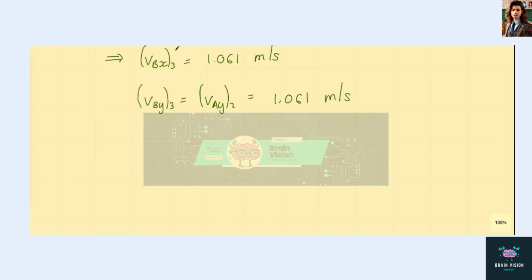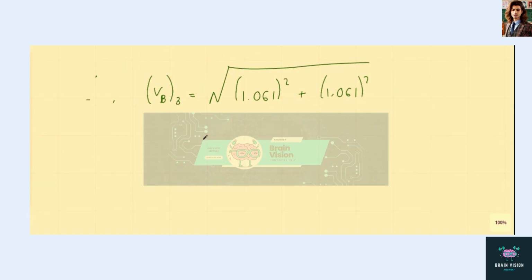So hence we can now find, since we have VBX3 and VBY3, the x and y components of the final velocity, we can calculate the final speed of the billiard ball after making two collisions. VB3 is simply the square root of the sum of squares of each of these components. So that's the square root of 1.061 squared plus 1.061 squared. And so we get the final speed of the billiard ball to be 1.5 meters per second.